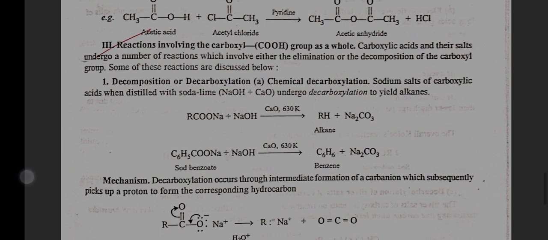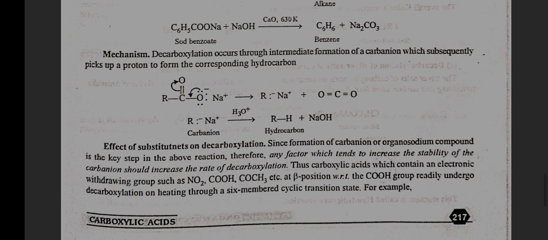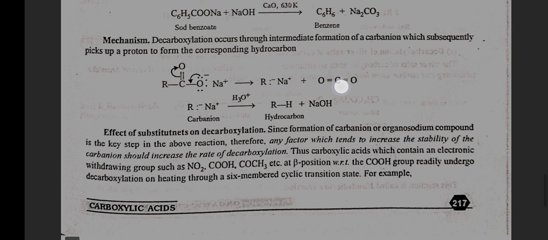First, decomposition or decarboxylation. A. Chemical decarboxylation. Sodium salt of carboxylic acid when distilled with soda lime undergoes decarboxylation to yield alkanes. Mechanism: decarboxylation occurs through intermediate formation of a carbanion, which subsequently picks up a proton to form the corresponding hydrocarbon. Effect of substituents on decarboxylation.